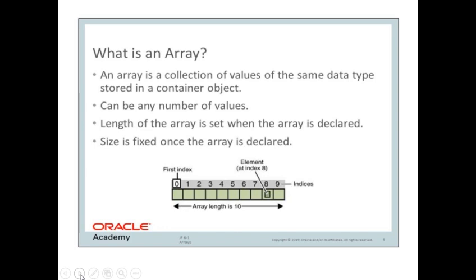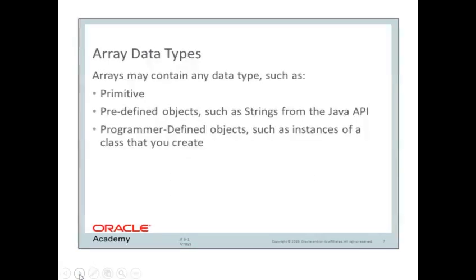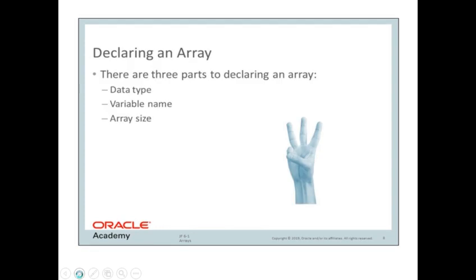The size is fixed once the array is declared. Every value is called an element. Each element is accessed by an index. The index must be an integer, and the index always starts at 0. An array may contain any data type, such as primitive, predefined object, or program-defined object.